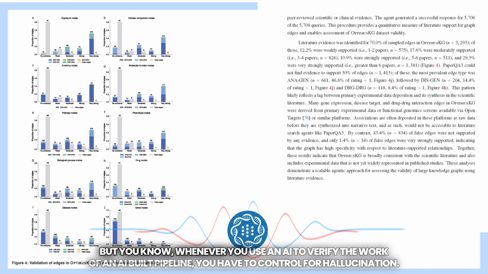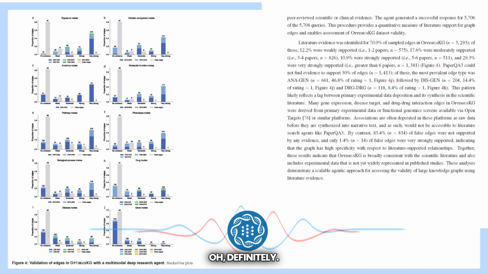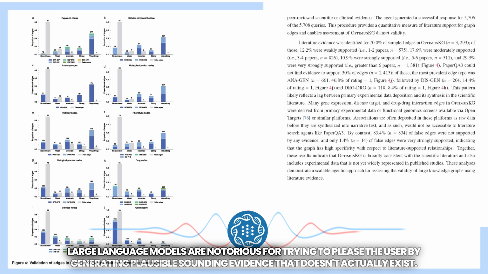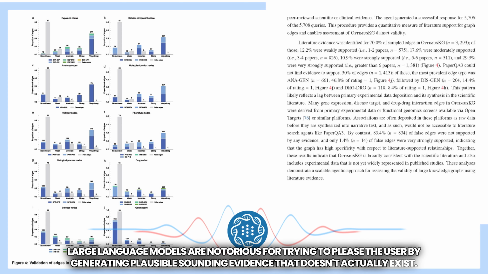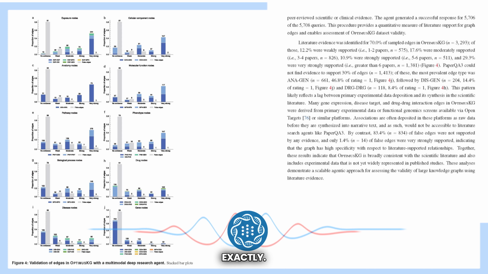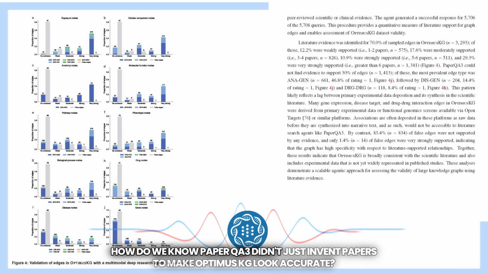But you know, whenever you use an AI to verify the work of an AI-built pipeline, you have to control for hallucination. Oh, definitely. Large language models are notorious for trying to please the user by generating plausible-sounding evidence that doesn't actually exist. Right, the fake citations. Exactly. How do we know iKGJ didn't just invent papers to make OptimusKG look accurate?